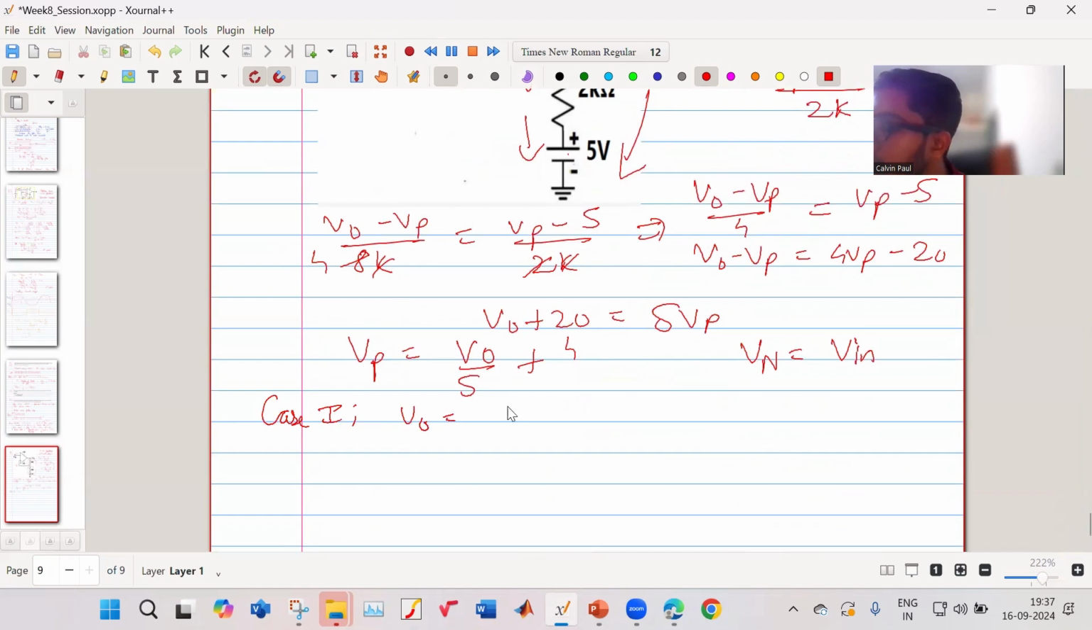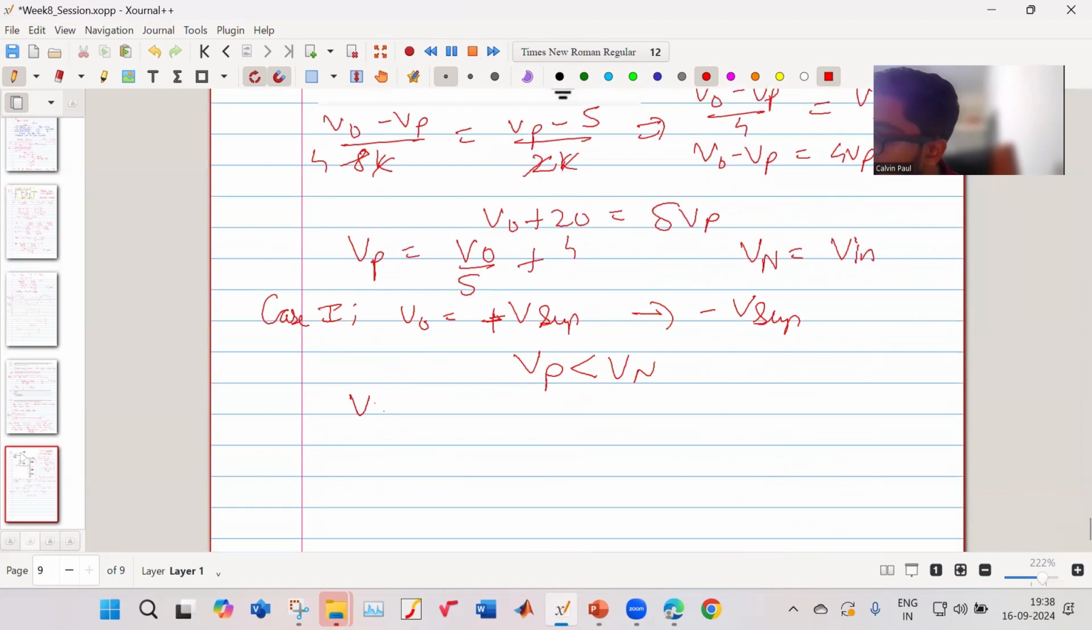My V output is equal to plus V supply, and I want it to become minus V supply. That means my VP should become less than Vn, right? So that means V output upon 5 plus 4 must be less than my Vin. My V output is plus V supply, so V supply upon 5 plus 4 should be less than my Vin, right?